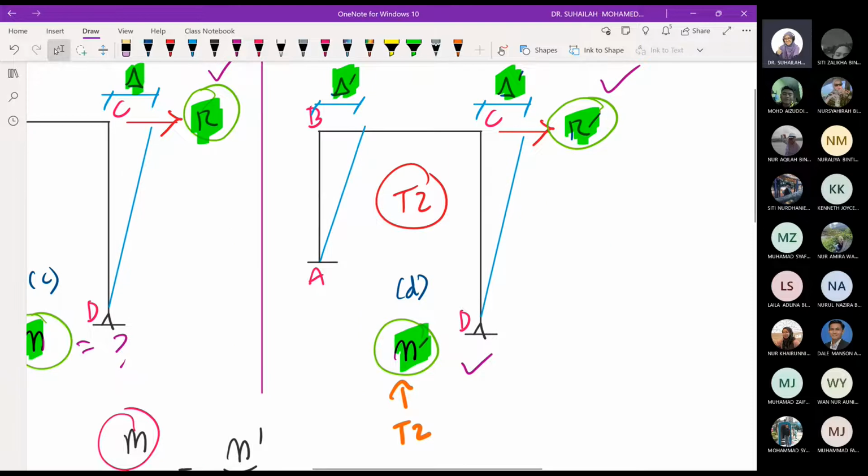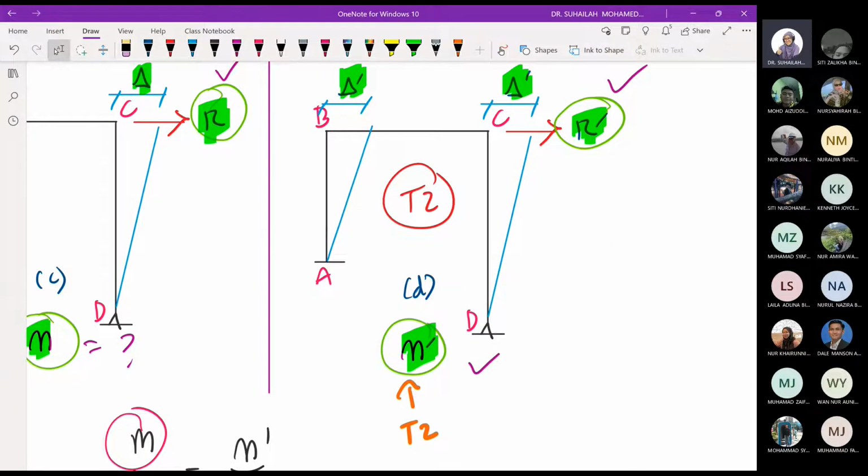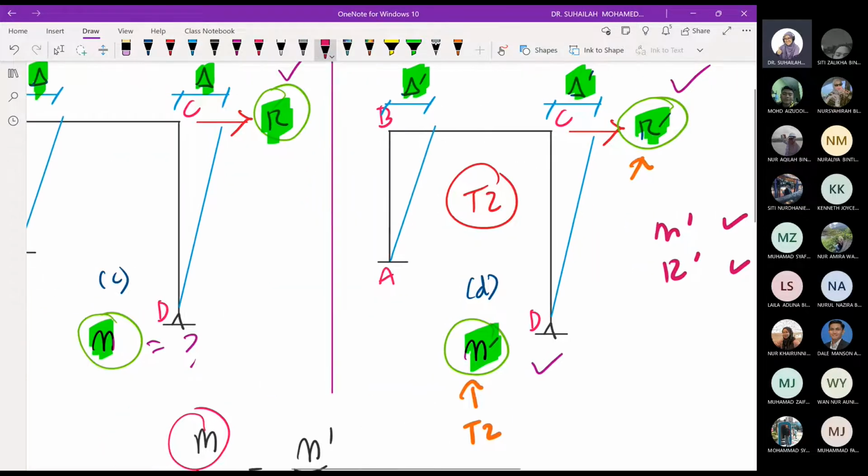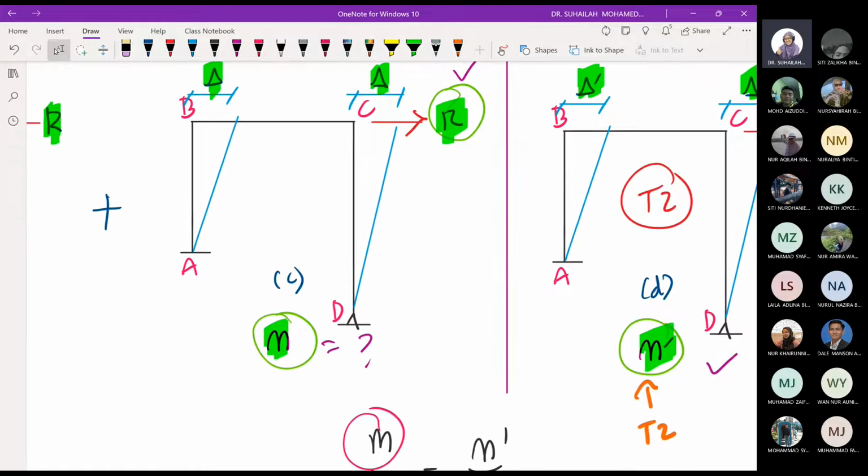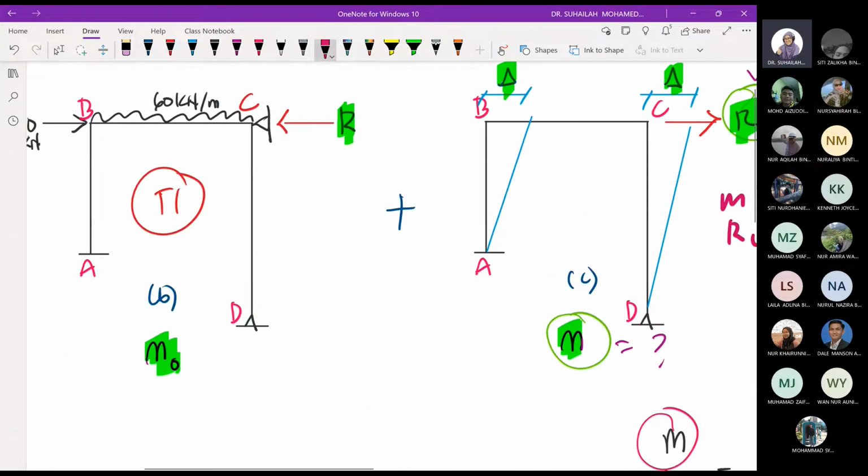And then after having the end moment from table 2, we calculate the R prime value. So in diagram D, we have M prime and R prime. Both of these we can calculate, and we need to compare with diagram C. In diagram C, we have M and R, where M is unknown and R is a known value. How do we get this R value? We get it from table number 1.